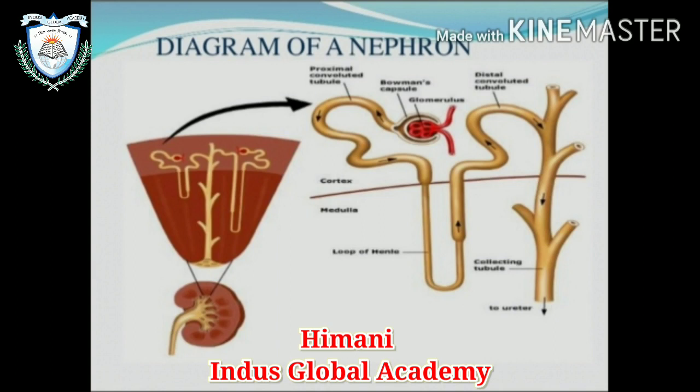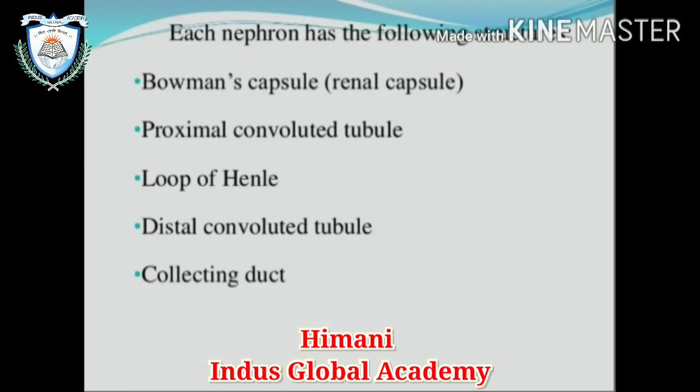Each nephron has the following structures. First, Bowman capsule, also known as renal capsule. Second, PCT, proximal convoluted tubule, loop of Henle, LH, DCT, distal convoluted tubule, and last is the collecting duct, also known as CD.